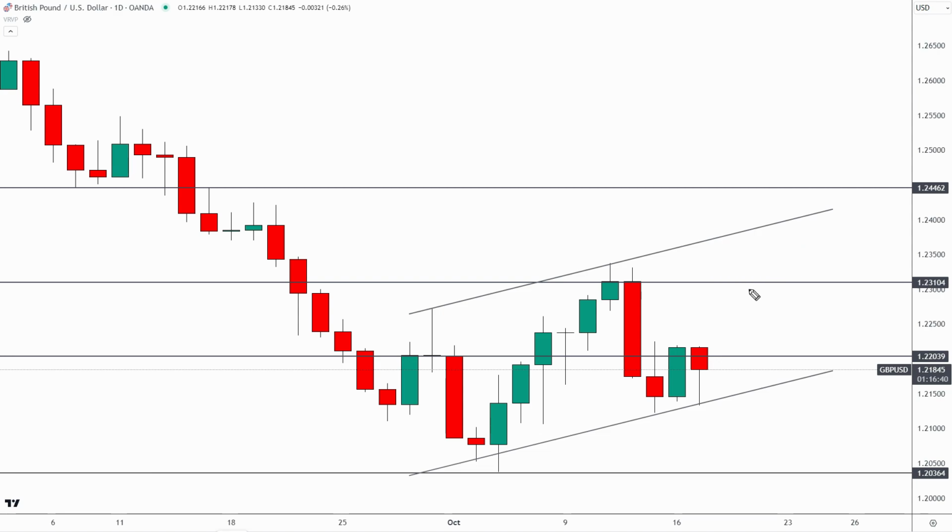But as of right now, I'm only looking to play the short side either up here in this area or on a sustained break below this support. Okay, so let's go ahead and take a look at the DXY.